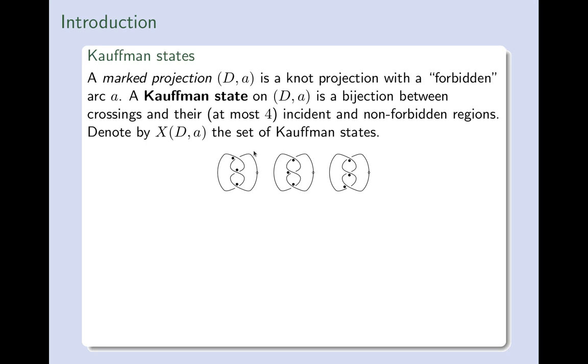A Kauffman state on such an object is just a bijection between crossings and the regions that are adjacent to each crossing and are not forbidden. There are at most, of course, four regions around each crossing, and at most four of these might not be forbidden. We denote the whole set of Kauffman states on a given fixed mark projection in this way.